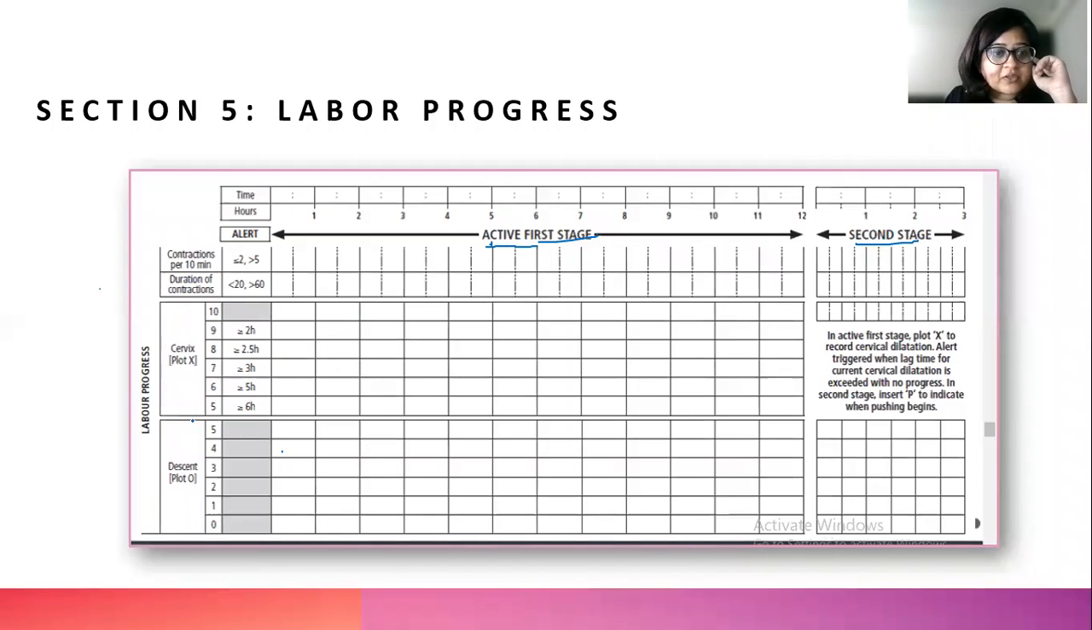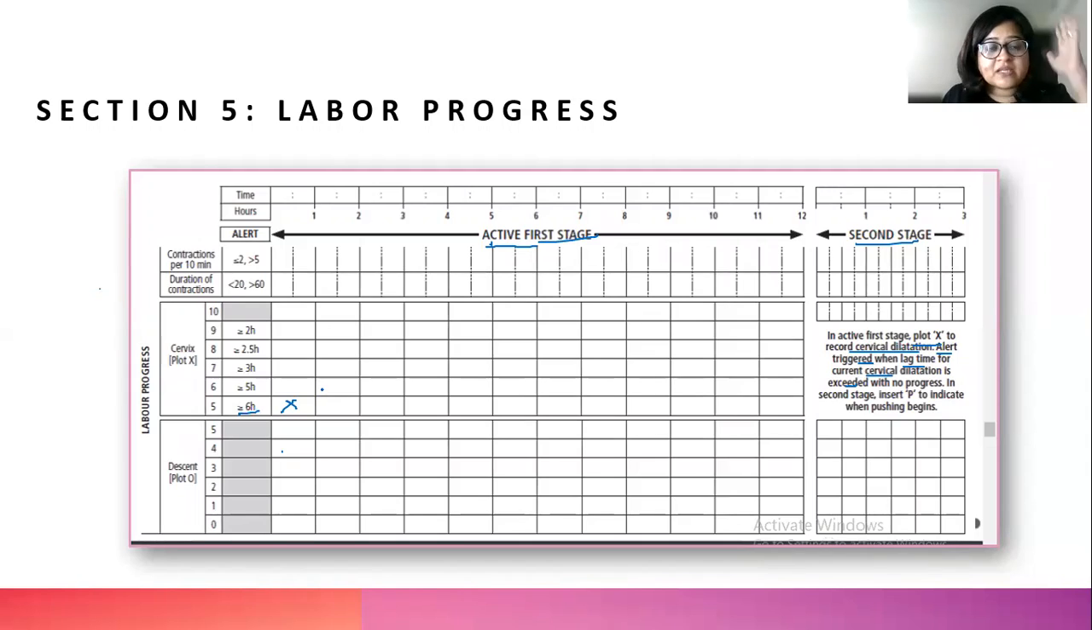So how do you start plotting? You can see this 5. Suppose she comes to us at 5 centimeter. We put a cross here. So it's written here, in active first stage, plot cross to record cervical dilatation. Alert is triggered when the lag time for the dilatation is exceeded with no progress. So what does this mean? Alert here is written 6 hours.